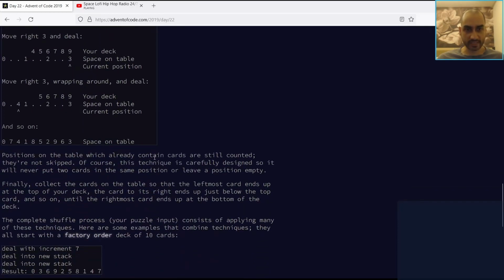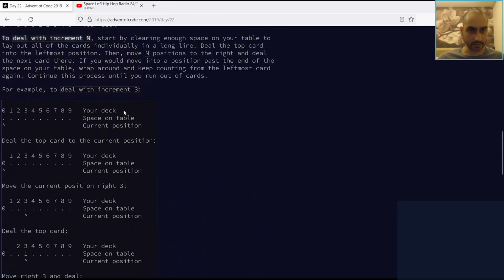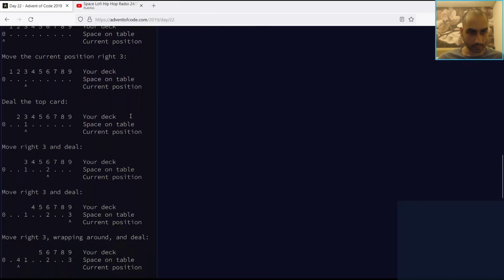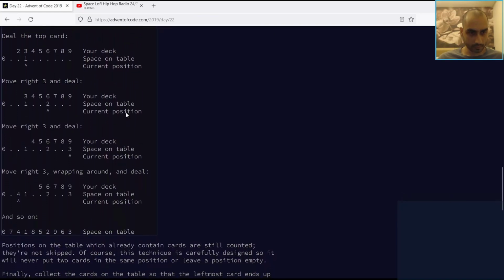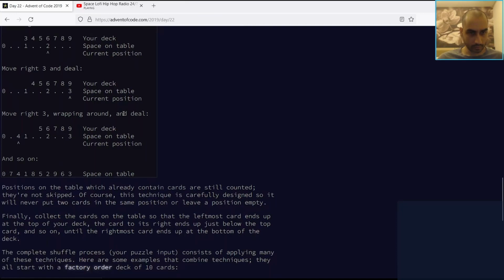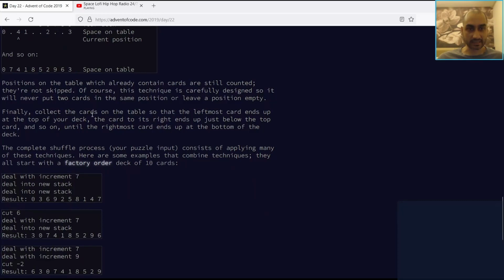Positions on the table which already contain cards are still counted. They're not skipped. Oh. Okay, no. Wait, so... This technique is carefully designed so it will never put two cards in the same position or leave a position empty. In other words, they're giving us co-prime numbers. Alright, fine. Finally, collect the cards on the table so that the leftmost card ends up at the top of your deck.